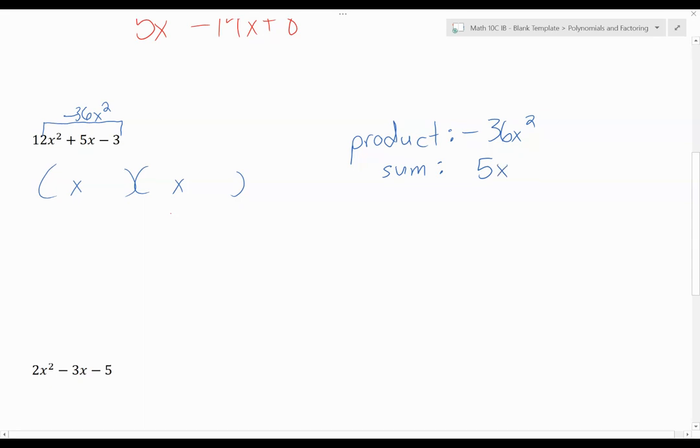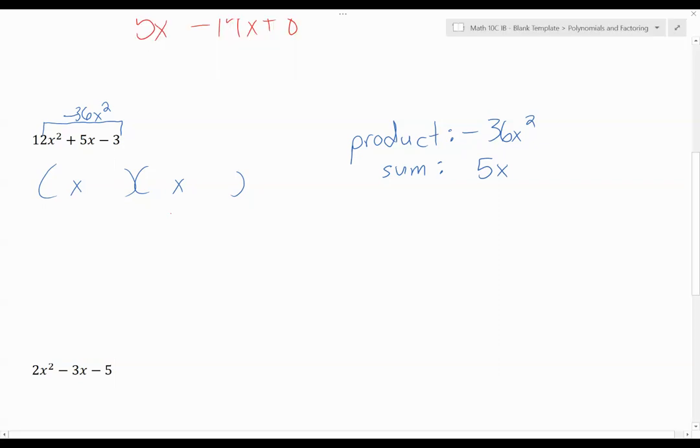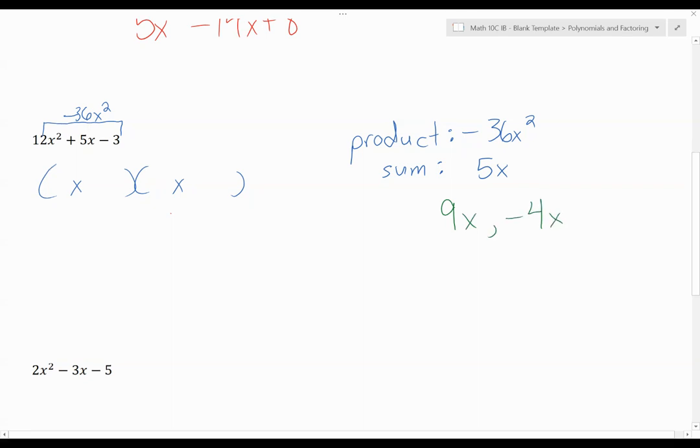So I can think about this systematically if it doesn't immediately come to me. 36 would be 1 times 36, or 2 times 18, or 3 times 12. 4 times 9 is where I'm going to find what I'm looking for, because the two terms that I'm looking for here are 9x and negative 4x. If I multiply 9x times negative 4x, I get negative 36x squared. If I add them, I get 5x. The 9x and the minus 4x have to be what I get when I do the outside multiplication and the inside multiplication.